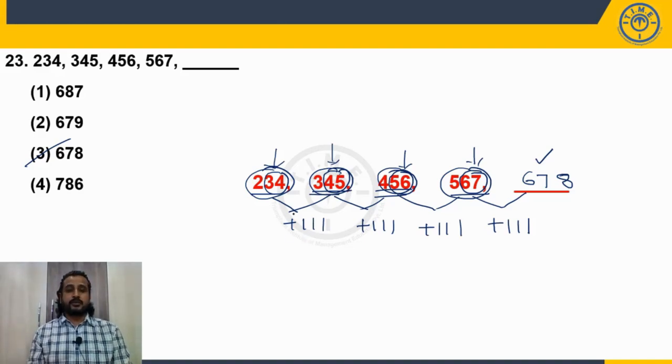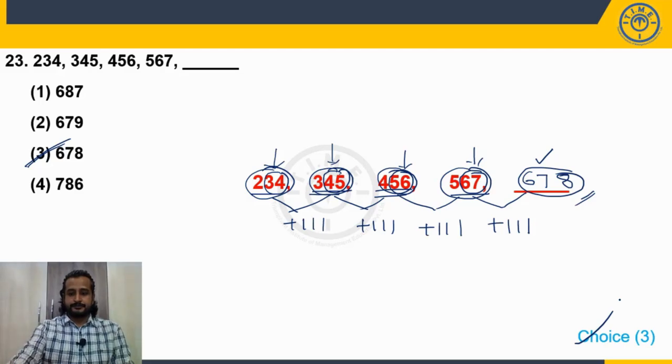Both the logics are correct. And in both cases my answer is 678. So choice 3. 234, and the last two digits considered 34, 345. Last two digits 45, 456. Last two digits 56, 567. Last two digits 67, 678. It is our required answer. Clear? Good. So choice 3. Fine. Move to the next question.